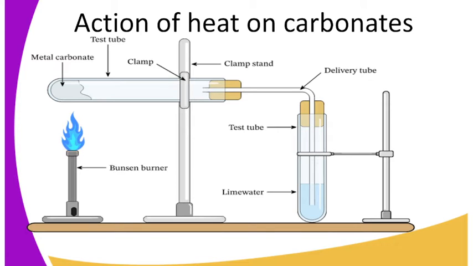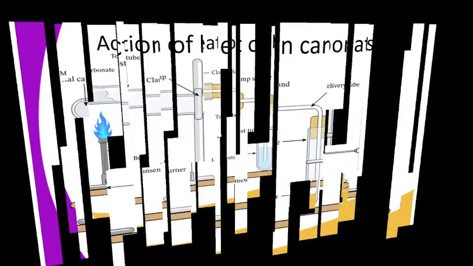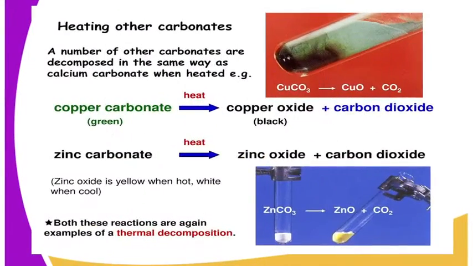If hydrated, the salts only lose their water of crystallization. The water vapor condenses on the sides of the test tube as a colorless liquid. The residue is a white solid.